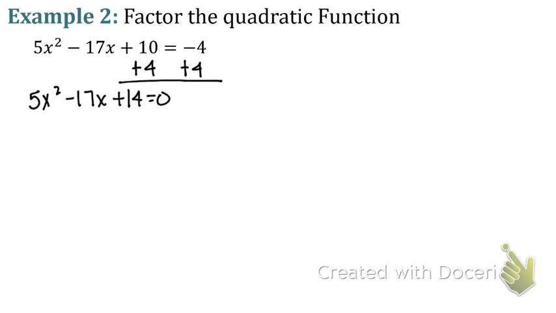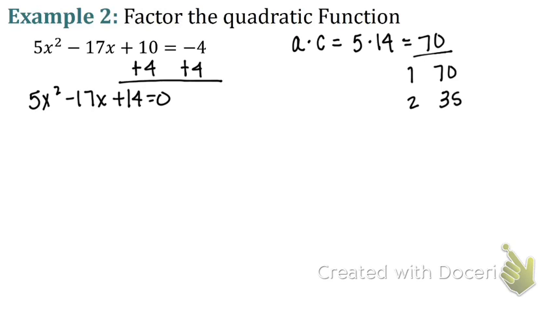Now, we need to say a times c. Our a is 5, our c is 14. 5 times 14 is 70. So we need to list our factors of 70. We need 2 factors that add to give us 17. Well, I could go through here and say 1 and 70, 2 and 35. I could keep going, but I'm going to go ahead and jump to 7, 10.